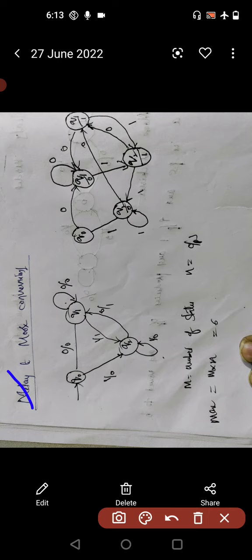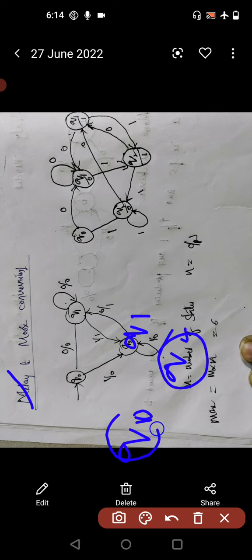Suppose the system has transitions, so that is generally a Mealy machine. Let us see here: Q0 is a state, Q1 is a state, and Q2 is a state. So Q1, Q0 and Q2, these are the states.